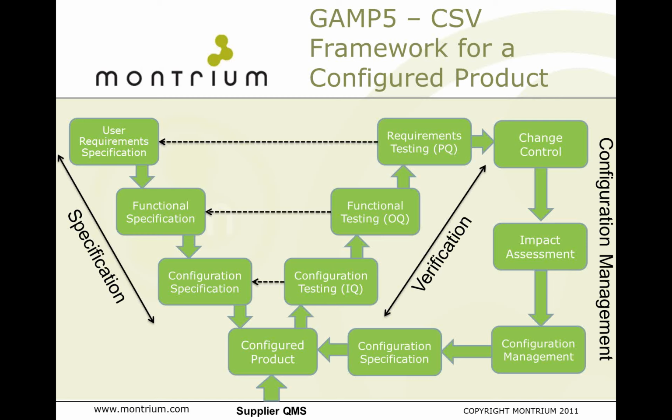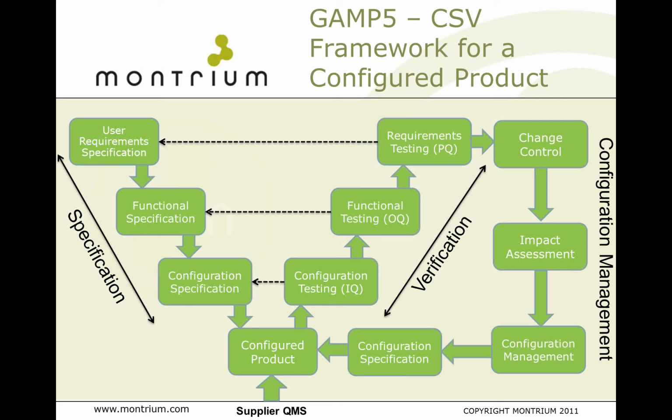Once we've done that, once we have all those specifications, we'll then configure the product. This could be done by a third party, of course, and therefore the third party's quality management system would govern that configuration. And then the configured product would then be released for configuration testing, so IQ. So this is really getting the configuration in place within the qualified environment. Once we've done that, we'll then do functional testing, OQ, where we're actually testing against the functional specification to make sure the system is functioning as it should.